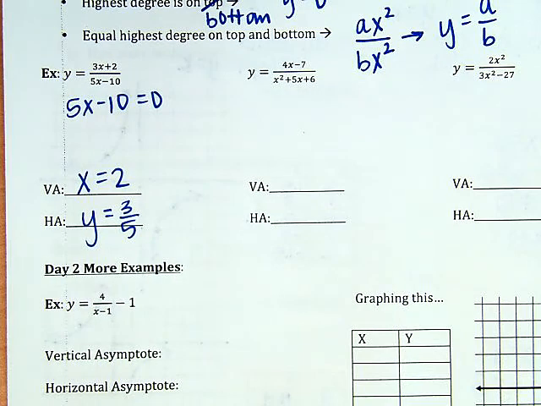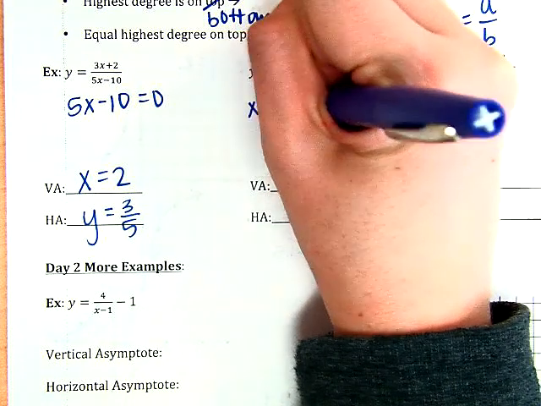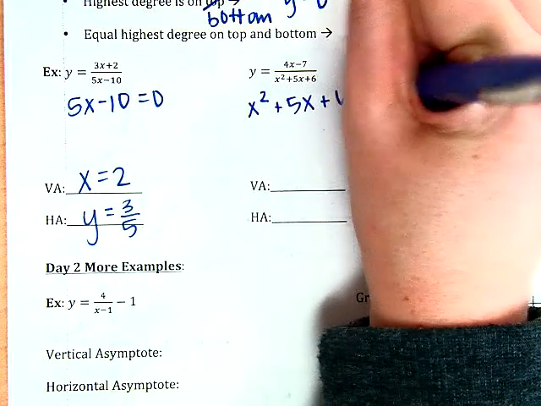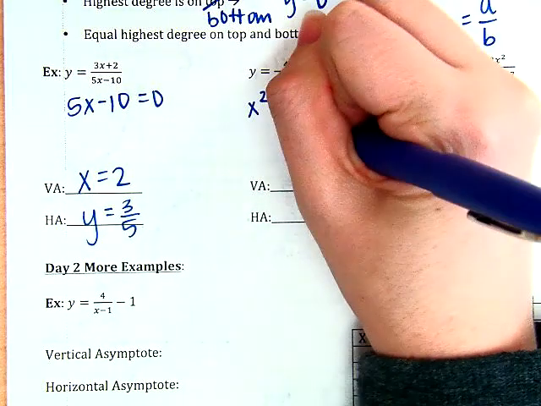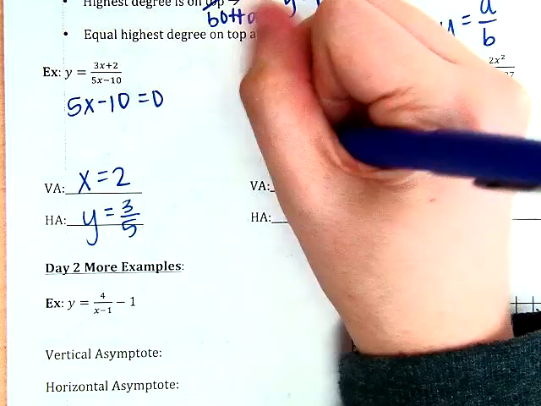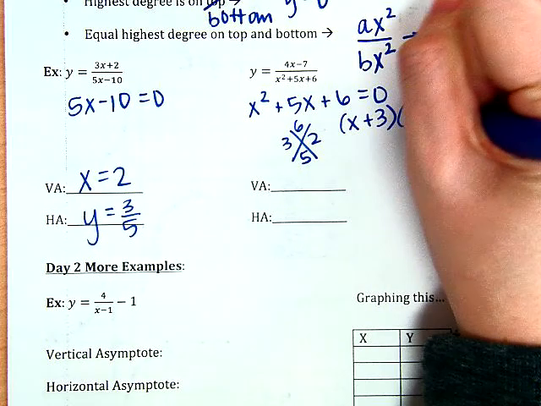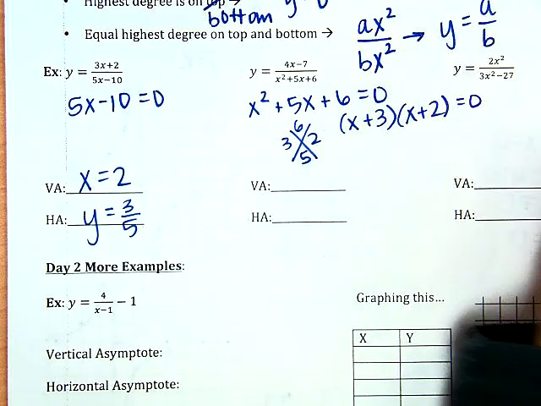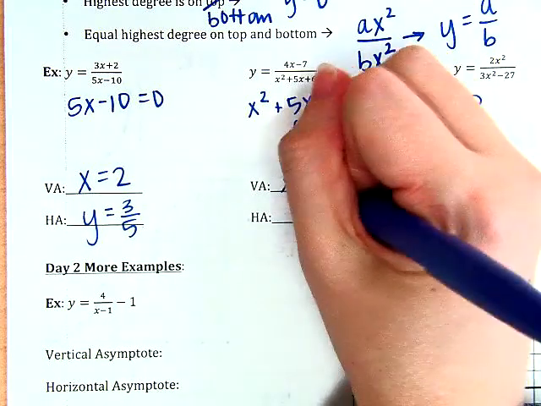Second one, vertical asymptote is when the bottom equals 0. So if I have x squared plus 5x plus 6 equals 0, to solve this thing, you should think in your head, I need to factor. So what multiplies to be 6 adds to be 5 would be 3 and 2. So this turns into x plus 3, x plus 2 equals 0, which means I have two vertical asymptotes at -2 and -3.